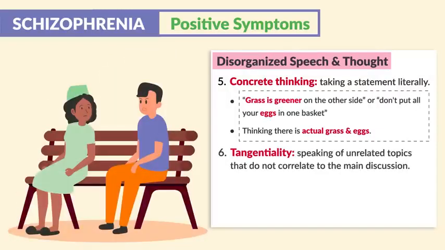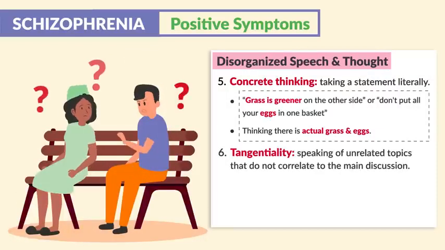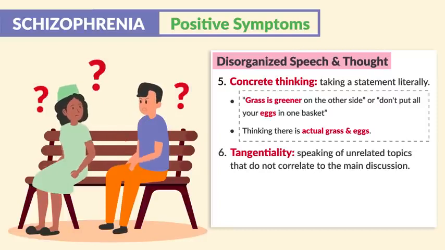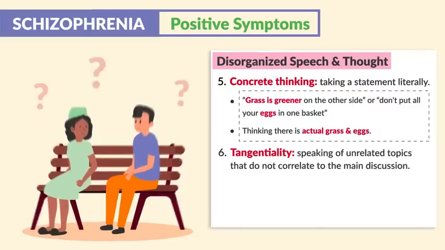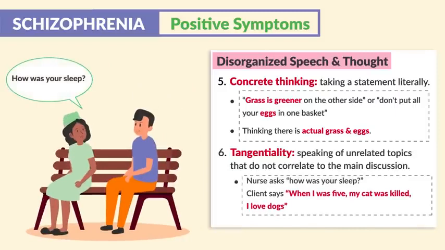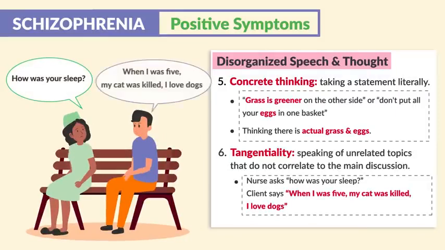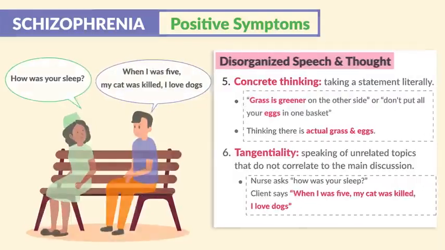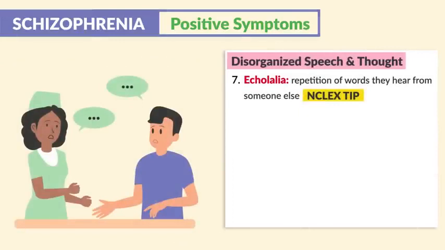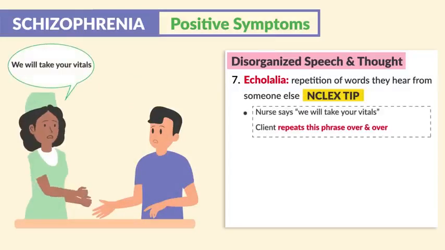And number 6 is tangentiality, speaking of unrelated topics that do not correlate to the main discussion. So the nurse asks, "How do you sleep?" And the client says, "When I was 5, my cat was killed. I love dogs." You see, these are unrelated topics. And number 7 is echolalia, repeating of words they hear from someone else, kind of like an echo. So the nurse says, "We will take your vitals."